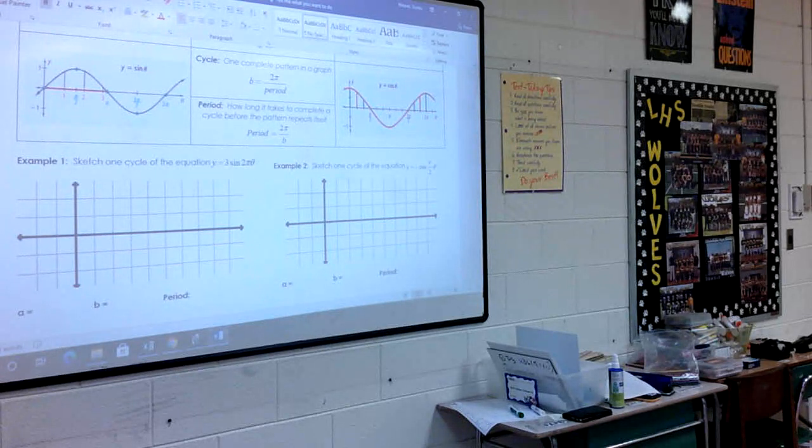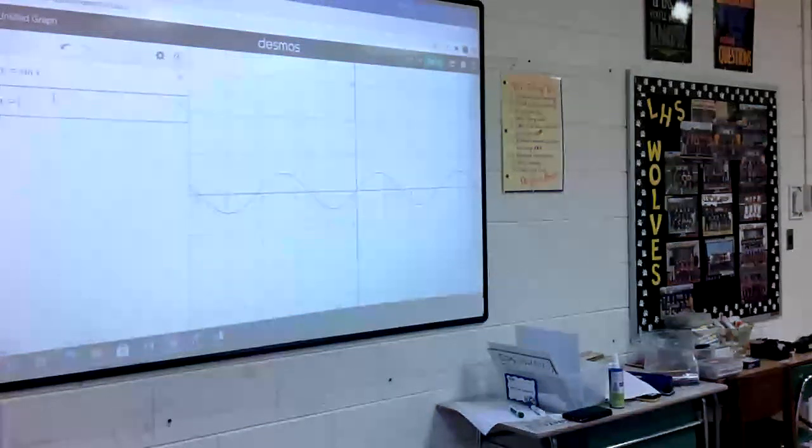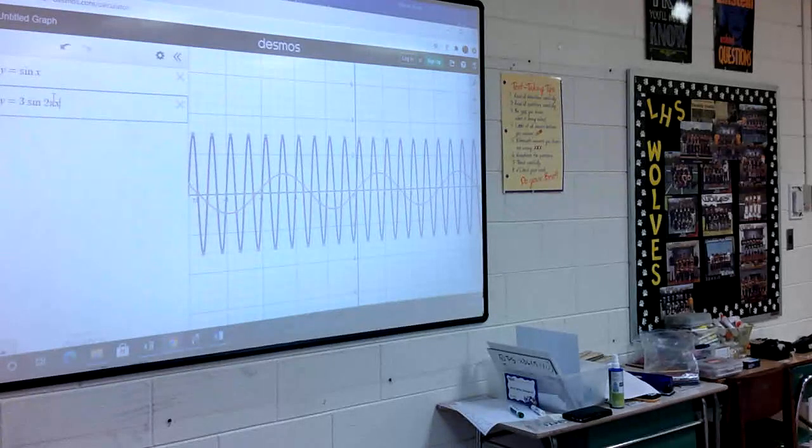So we can go and look at the graph. 3 sine of 2 pi theta. Y equals 3 sine of 2 pi x. And that's it right there. Notice where it starts over. Does everybody see how the period is 1? It starts over at 0.25, 1.25, 2.25, 3.25, 4.25, 5.25.